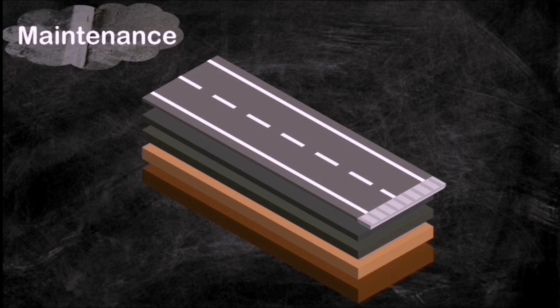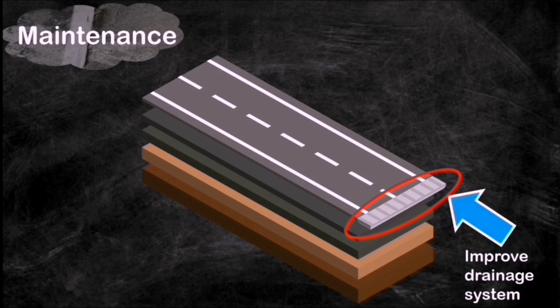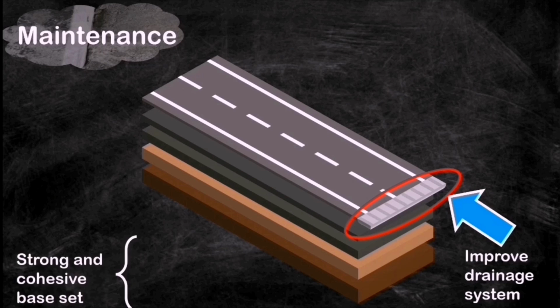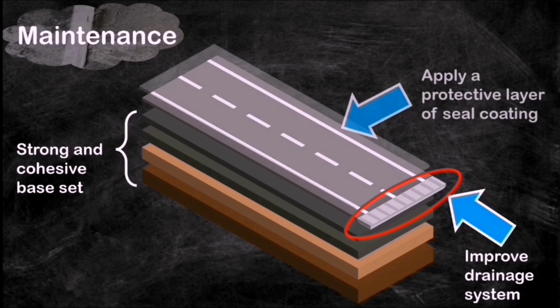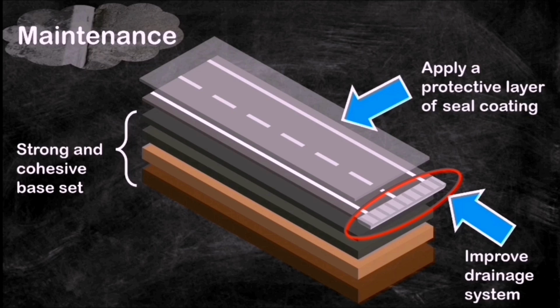In order to prevent the cracks, it is necessary to improve the drainage system at the pavement edge when laying down the asphalt so that the water will not accumulate at the side of the pavement. It is also needed to ensure the pavement has a strong and cohesive bed set. When constructing the roads, geosynthetics can be used between the subgrade and the base layer to increase the strength of the road. After the asphalt is dried, it can also be applied with a protective layer of seal coating to protect it from external damage caused by weather, temperature change, and overall use.